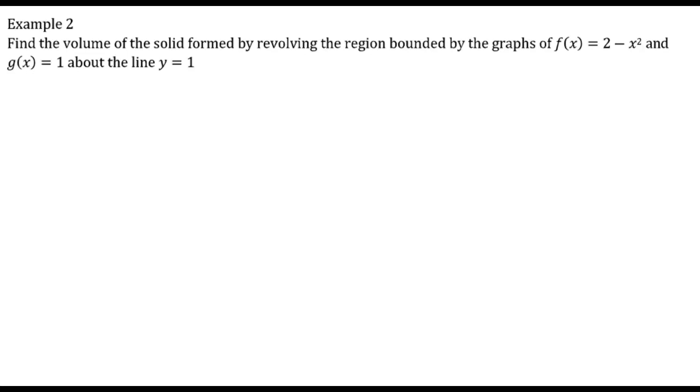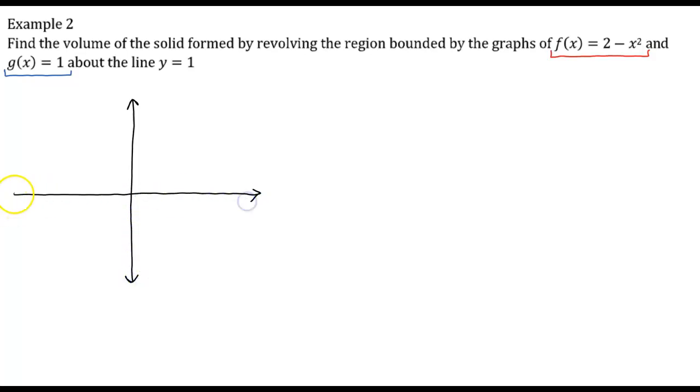In example 2, we want to find the volume of the solid formed by revolving the region bounded by the graphs of this parabola and this line about the line y is equal to 1. So I'm going to begin by first sketching this region. Sketching these regions is going to be very important for us because depending on what the region looks like will help us determine what the best technique is for finding that volume as we begin to learn more techniques.